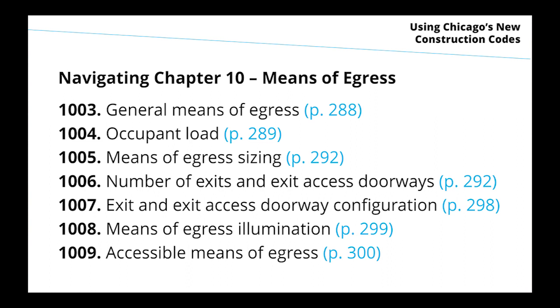Means of egress illumination, that's an area where we're moving towards some more clarity, but there's still some Chicago-specific requirements, mostly in our electrical code about emergency lighting. Accessible means of egress, that's going to help us integrate with the accessibility code and increase compliance there, and really not have conflicting standards about exiting and means of egress for stairs, ramps, things like that.